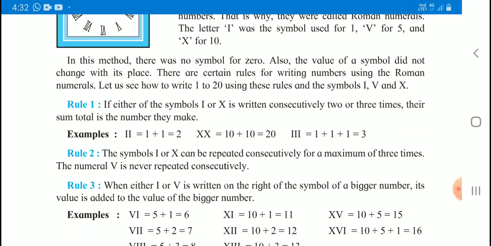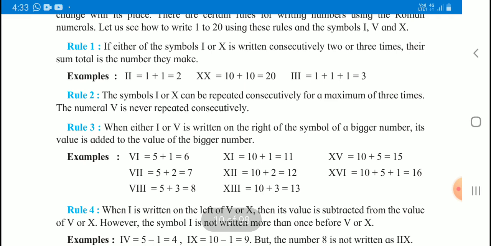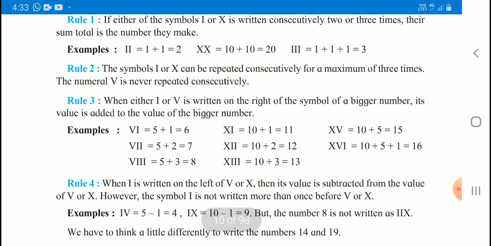So, rule number 1 is if either of the symbols I or X is written consecutively 2 or 3 times, their sum total is the number they make. What is meant by that? We will see this in the examples. The number 2 we can write as 1 plus 1. So, in Roman numerals, they use the letter I for 1. So, in Roman numerals, 2 can be written as II.